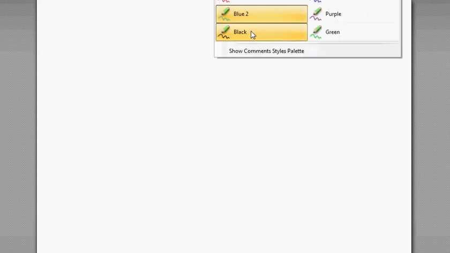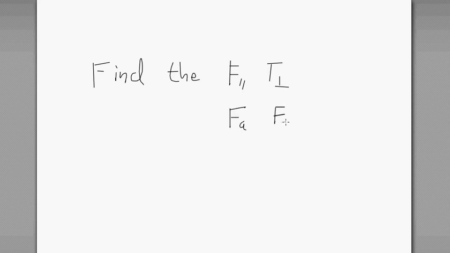Now, time for some bonuses. So, you want to get some bonus points? Here's how you're going to do it. New semester starting, new marking period starting. Find me the F parallel and F perpendicular, or FA and FR formulas.